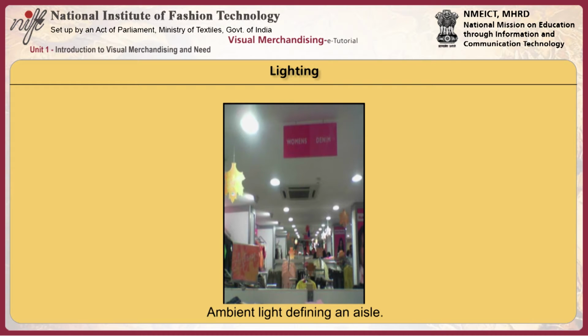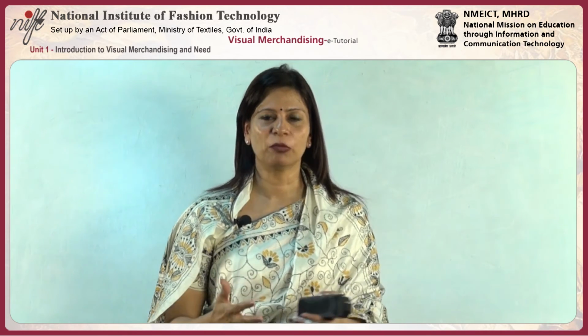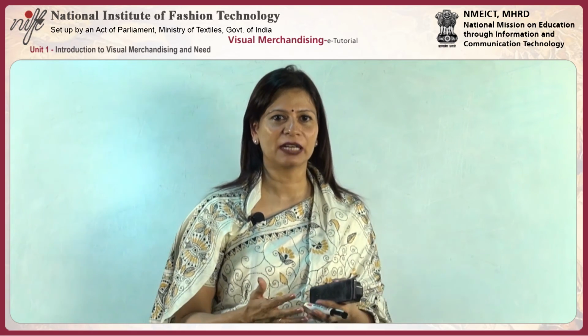This image shows ambient light, usually used to define the aisles. When you walk into a store, you would have seen lights on the aisle or the pathway in which you walk. That is called an ambient light. So put together, ambient lighting and accent lighting form a highlight of a store. And we shall move on to the next part.